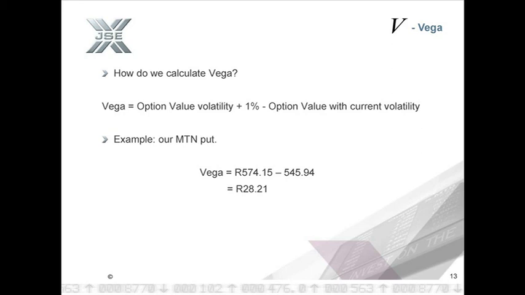the value when the volatility currently for MTN was 27.5%, the at-the-money volatility. Calculate the option premium when we add 1% to that, meaning volatility goes to 28.5%, we get a premium of 574 Rand and 15 cents. And we calculate the value at a volatility of 27.5%, subtract the two from one another, and you get a value of 28 Rand 21. Meaning, if you long that one MTN put contract, volatility goes from 27.5% to 28.5%, your option premium will gain 28 Rand and 21 cents. If volatility goes down by 1%, you will lose that amount.